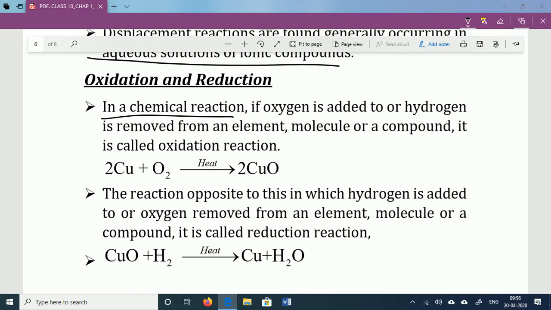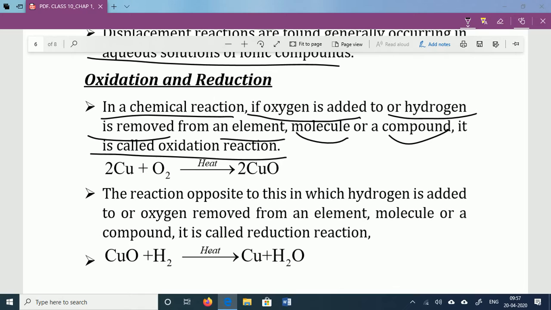So in any chemical reaction, if oxygen is added or hydrogen is removed from an element, molecule or compound, generally called a component, then we can say that the component undergoes the oxidation process. So here Cu is there. When Cu is burned in the presence of oxygen, otherwise we can say when Cu comes in contact with oxygen at a higher temperature, then CuO, the copper oxide, is formed, meaning oxygen is added to the copper. So we can say that the copper is oxidized.